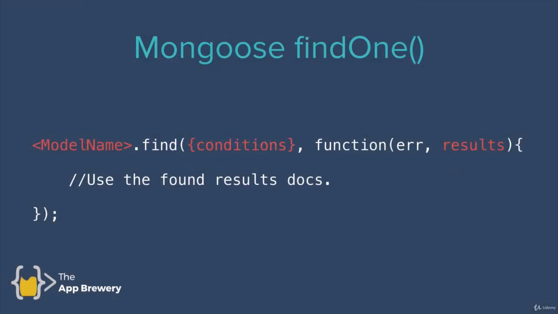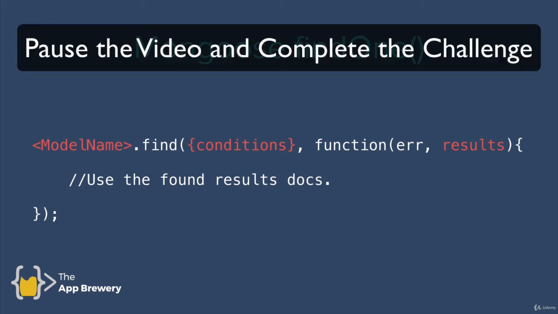So as a challenge, I want you to use the Mongoose method called findOne to find within our lists collection whether there's a list that has the same name as the one that the user is currently trying to access. And if there is, then we're just going to log exists. And if it doesn't exist, then we'll log doesn't exist. So pause the video and try to complete that challenge.